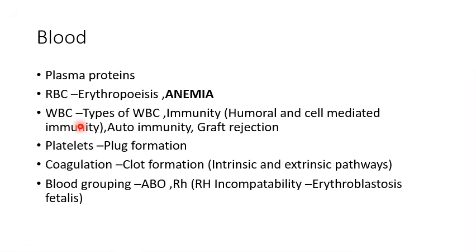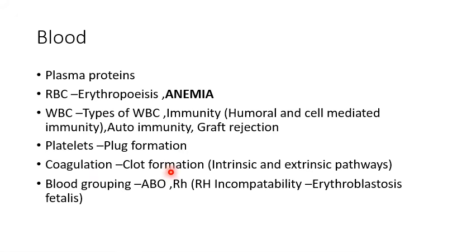Then WBC. In WBC you have the types of WBC, and immunity. Immunity will be a structured question, can be asked in essay also. We have humoral immunity and cell-mediated immunity. How the humoral immunity mechanism happens and how the cell-mediated immunity mechanism happens, and what is autoimmunity and what is graft rejection. Then coming to platelet, regarding platelet, you remember the functions of the platelet, how the platelet plug is formed by adhesion, aggregation, and activation. Then coagulation.